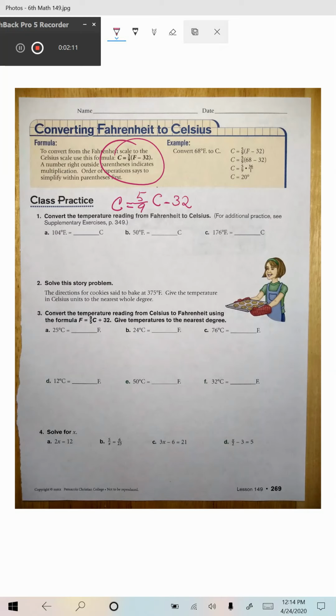And then we put parentheses around it. The reason they do that, had they not put parentheses around it, you would have followed order of operations, and you would have done the 5/9 times the C first, and then subtracted 32. Which is what you did in the Fahrenheit formula. You did 9/5 times the Fahrenheit times the Celsius. And I just saw another error.